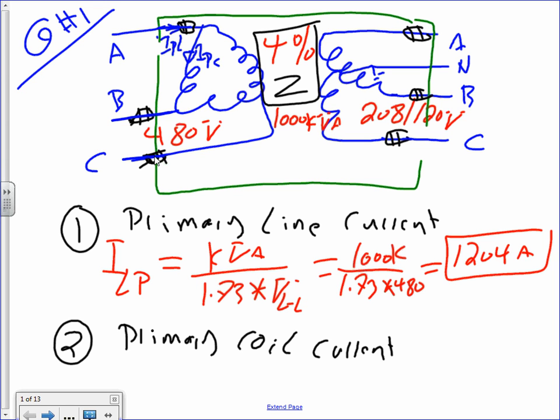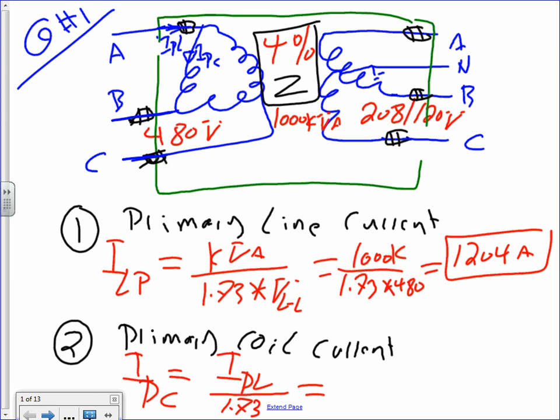Primary coil current. Anybody remember the rule between the primary line and coil current? I primary coil equals I primary line divided by what? 1.73. This is the rule of the delta.